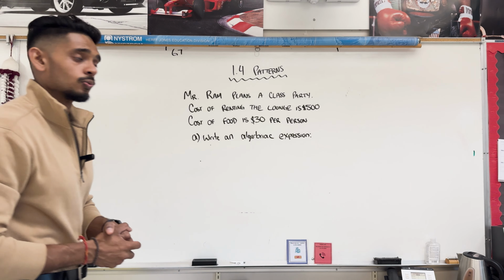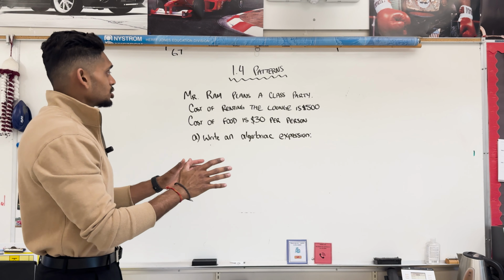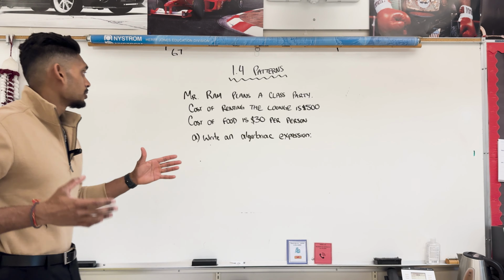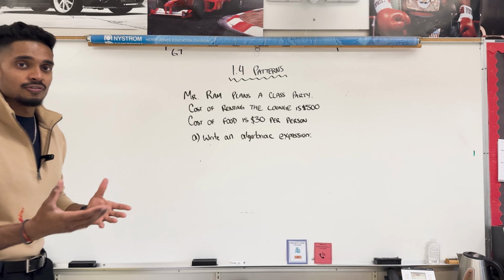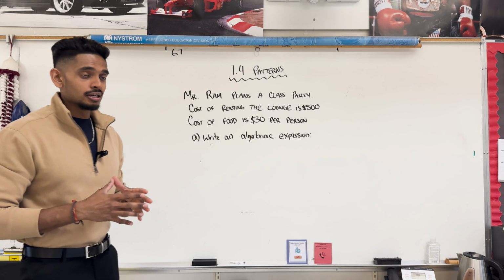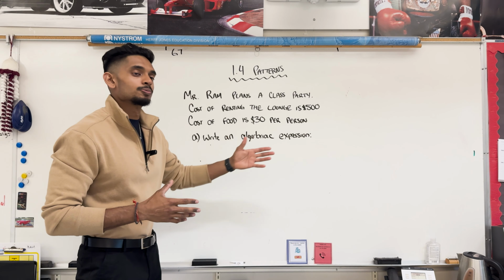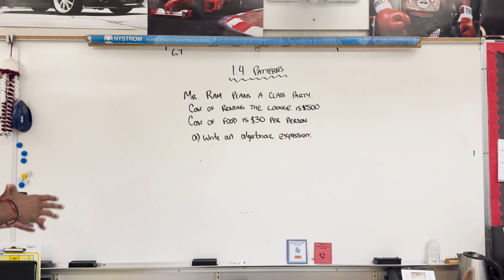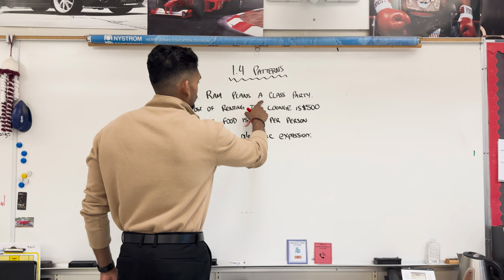All right, harder one. Here we go. We have a word problem. We love these guys. Legit problem, though. Mr. Ram, that's me. I'm trying to plan a class party. Okay, the cost of renting the lounge is about $500 to start up. Okay, the cost of food per kid is going to be $30. Okay, we need to write an algebraic expression so I can figure out the actual cost of what's going down. So let's start off with highlighting some important information.